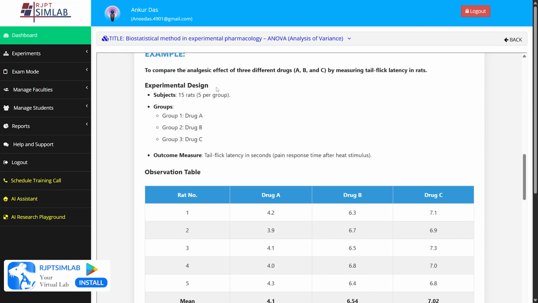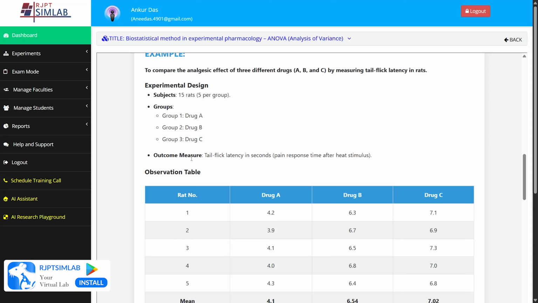So how should we perform the experiment? At first, we need subjects. We need 15 rats and we will divide them 5 rats per group, so we can easily make 3 groups: group 1, group 2 and group 3, with 5 rats each. We will assign drugs to each group. Group 1 is allotted drug A, group 2 drug B, and group 3 drug C. We are using 3 different analgesic drugs, A, B, and C, and we will measure the outcome.